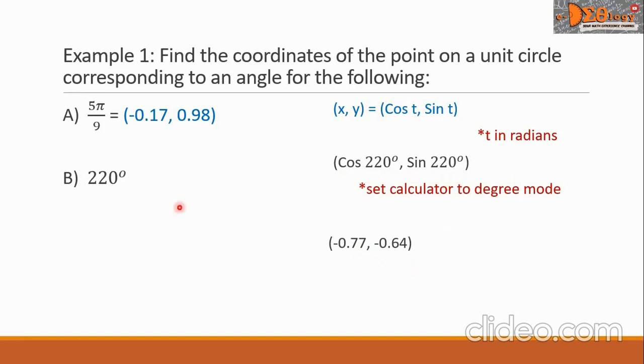We will copy this opposite letter B, and take note the negative x and the negative y denotes that this point is in the third quadrant. The same way that our angle 220 degrees is in third quadrant. So this is our final answer.